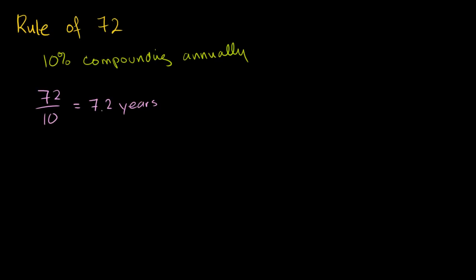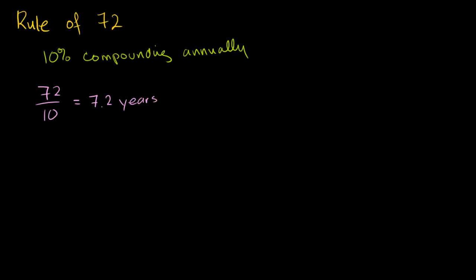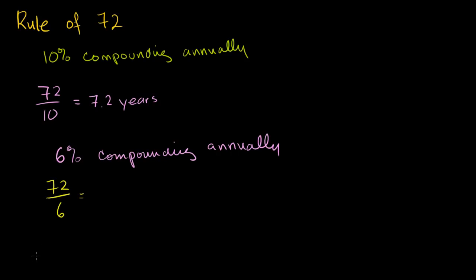So I got 7.2 years, which is pretty darn close to what we got by doing all of that fancy math. Similarly, let's do another problem. Let's say 6% compounding annually. Well, using the rule of 72, I just take 72, divide it by the 6, and I get, 6 goes into 72 12 times. So it'll take 12 years for me to double my money if I'm getting 6% on my money compounding annually.